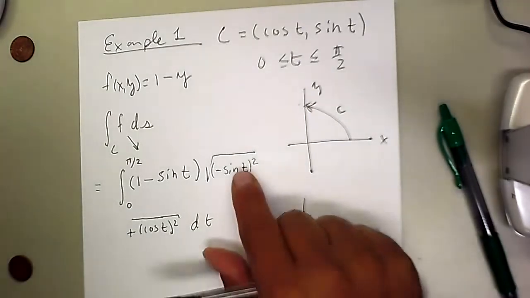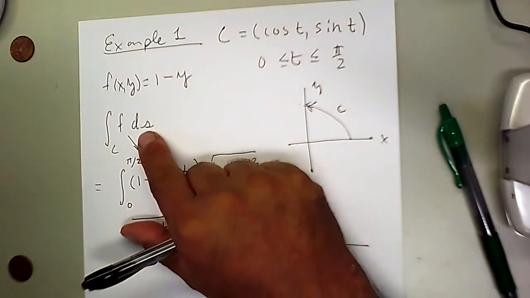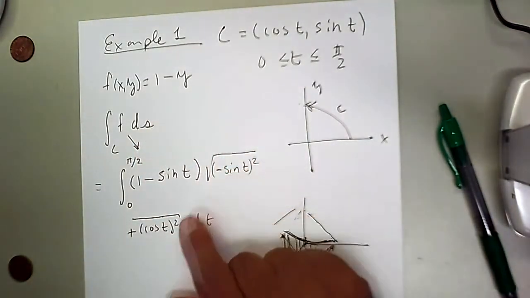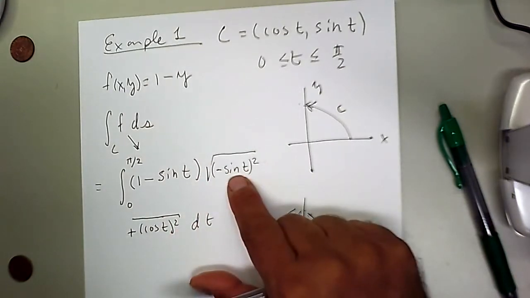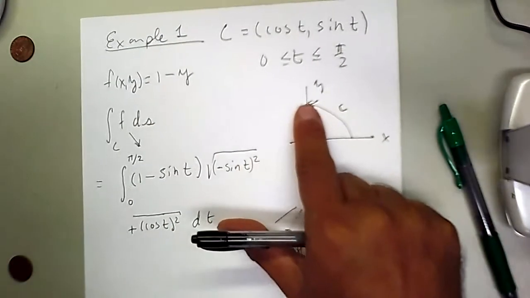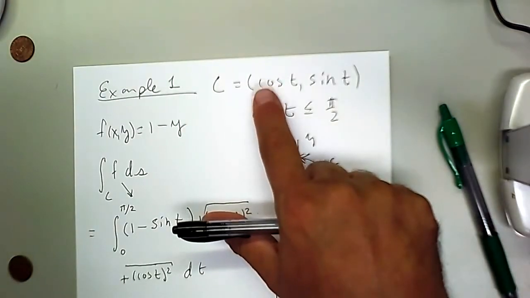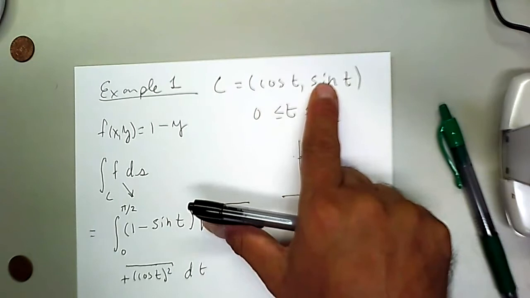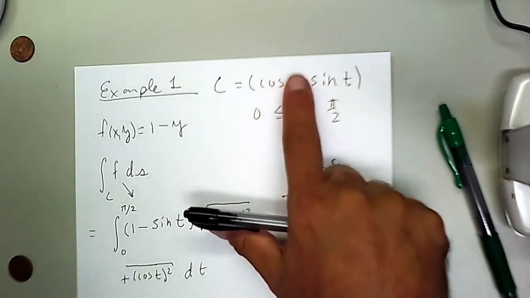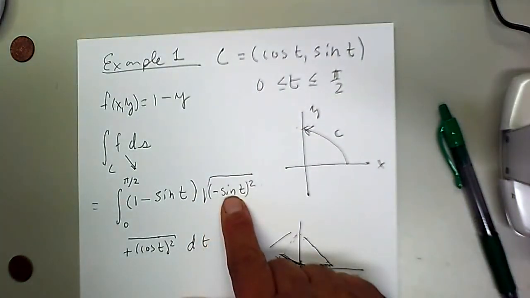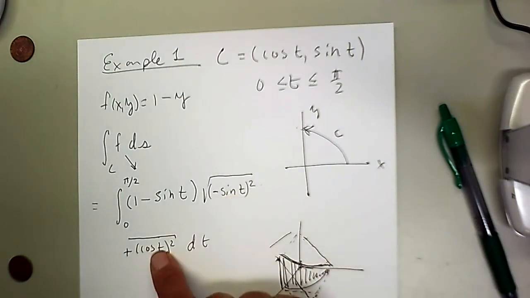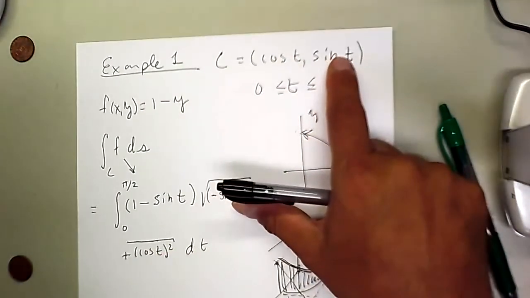Yeah. So every time we are integrating with respect to the length, you got to take into account the length of the tangent vector. In this case, we have negative sine times cosine, and the length of that would be negative sine squared plus cosine squared, because that is the derivative of this guy.